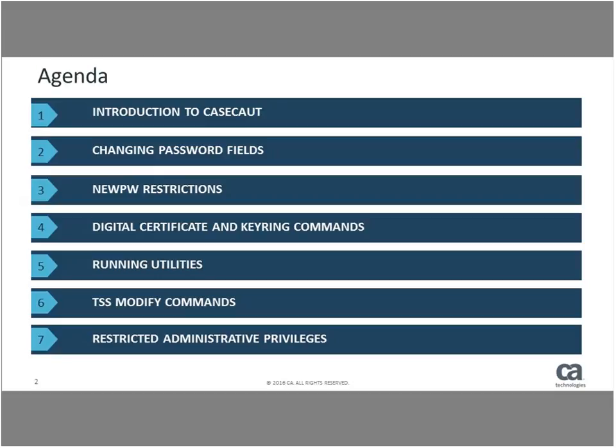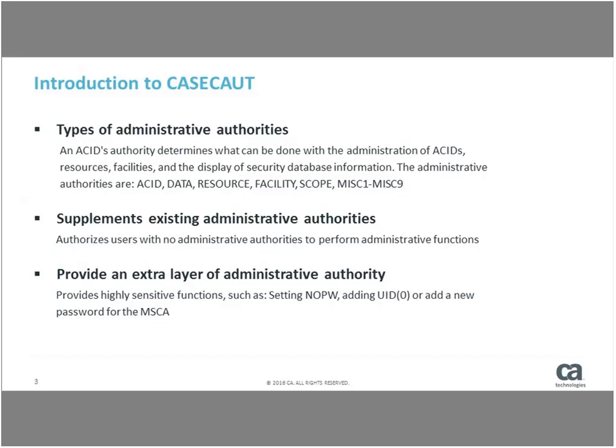So with that, the introduction. What we have today in the product, or the start of the product, is in order to administrate any type of resources for users, either allowing them to create ACIDs or change passwords or move ACIDs or rename them, whatever, we have administrative authorities already in a product called ACID, Data, Resource, Facility Scope, and then various miscellaneous from 1 to 9. And they provide security for the administrator to give out authorities to various administrators within their data center.